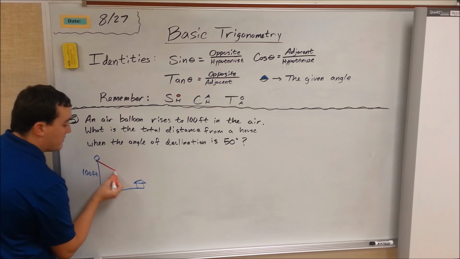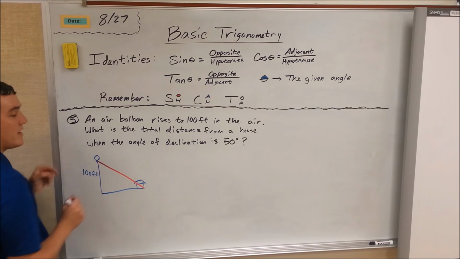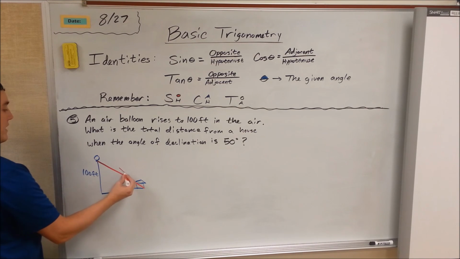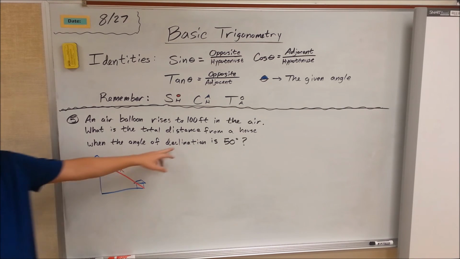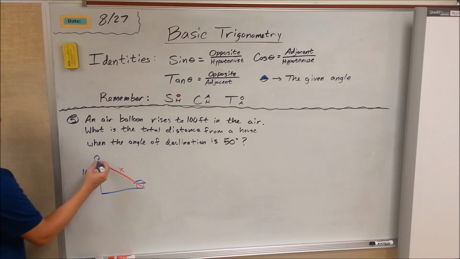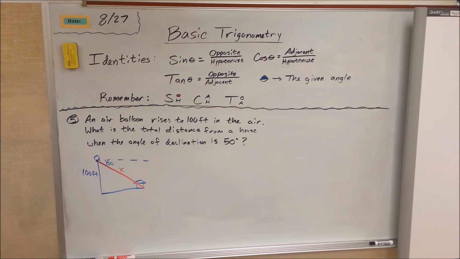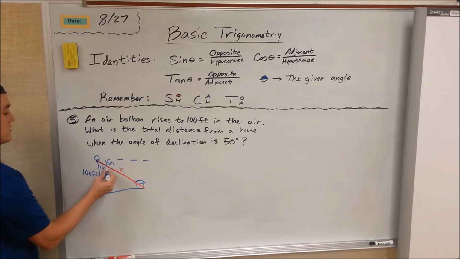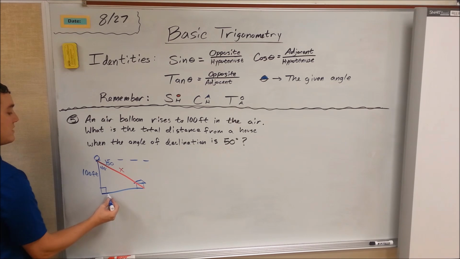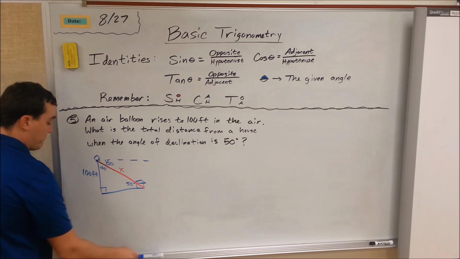So we're finding this side because it wants to know the total distance from the house. So total distance is going to be the hypotenuse. So we're finding x here, the hypotenuse. Since it gave us the angle of declination, that's not on the triangle. That's actually this angle right here. That's 50 degrees. We know this is 90 degrees, so this has to be 40. And this is going to be, since this is a 90-degree angle, 50. We also know this from geometry. Opposite angles are the same.